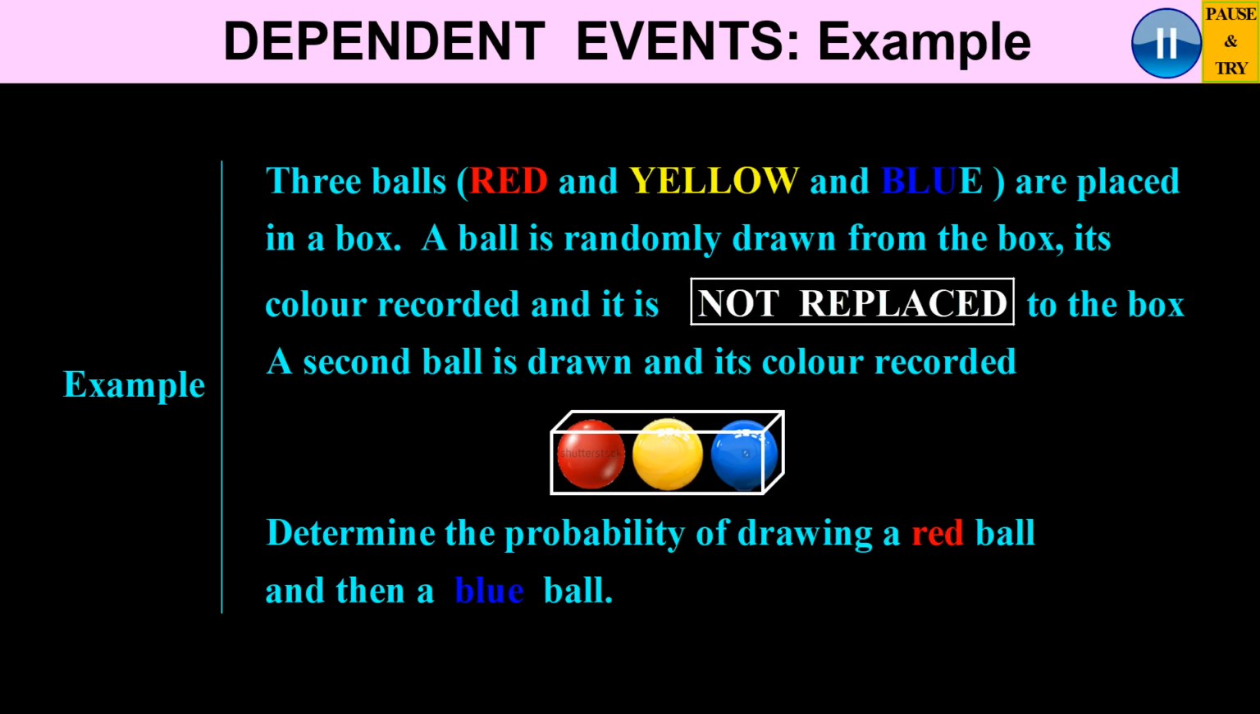To illustrate this, we take the same example, but we're making just a slight change here. We have the 3 balls, red, yellow, and blue, and a ball is randomly drawn from the box, but here it's not replaced. So once you take the ball out, you don't put it back again. That's where the difference is coming. So now the outcome of drawing the blue ball is going to be affected by event A having taken place, since it's not being replaced.